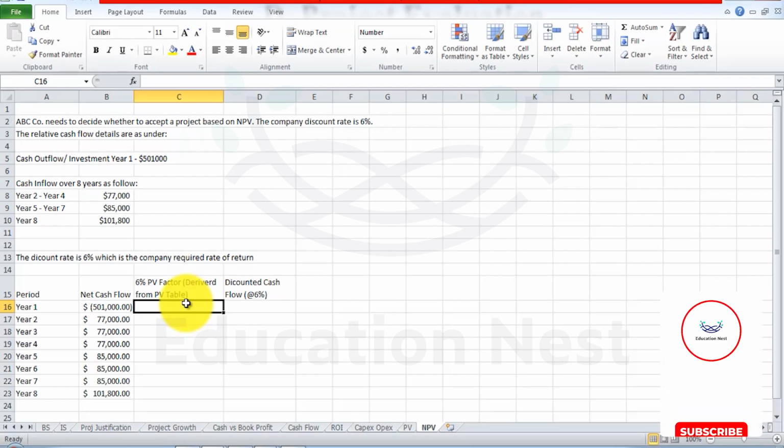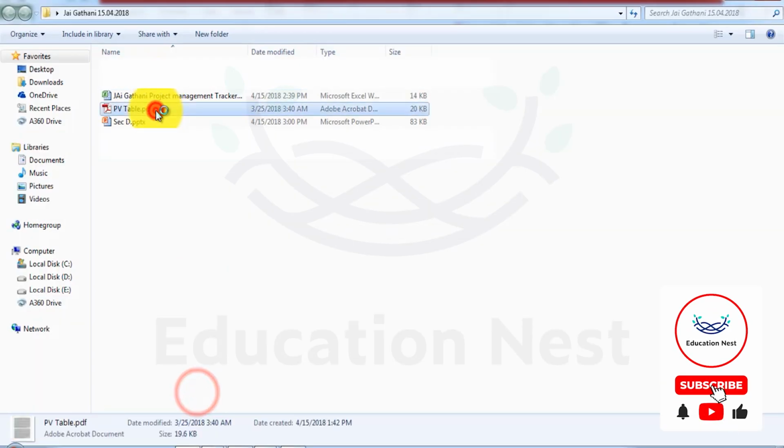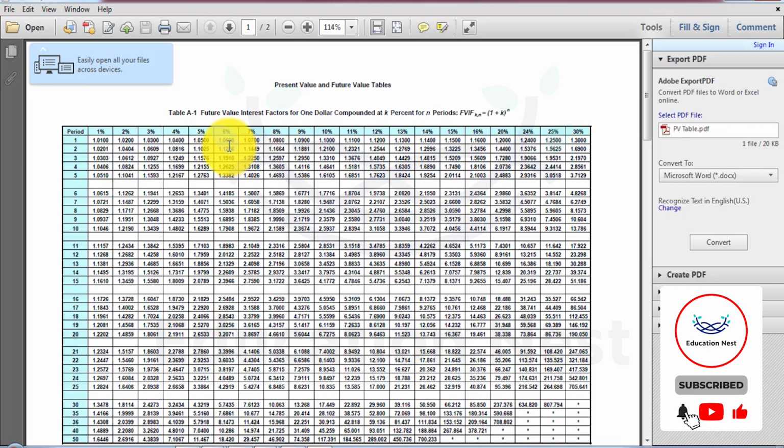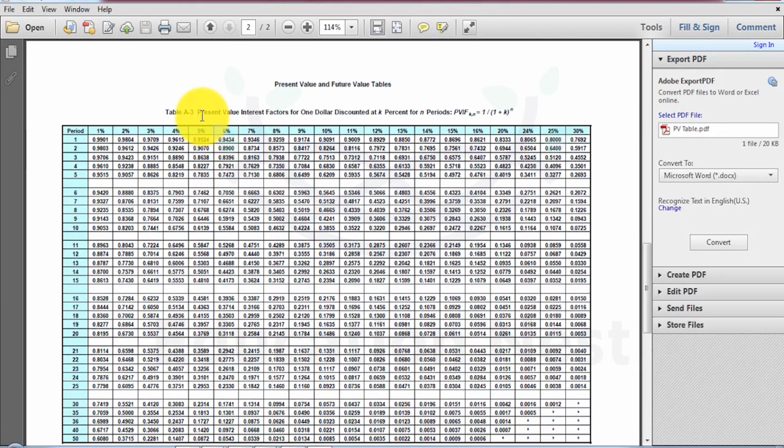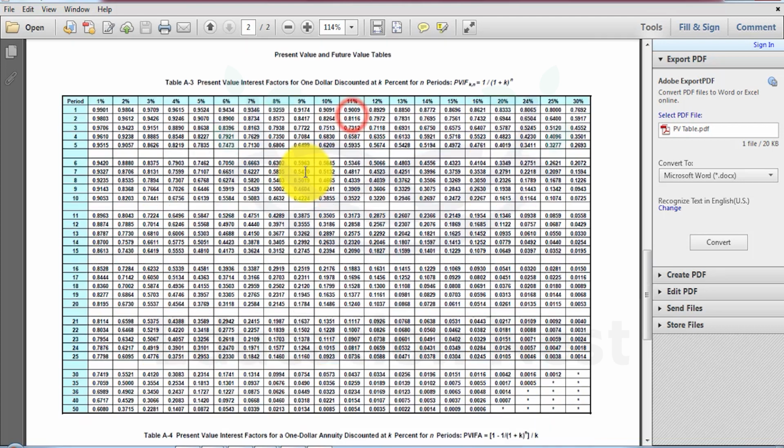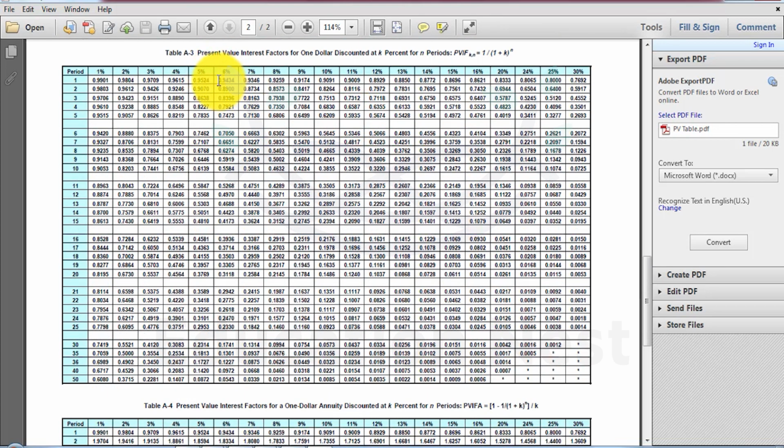Now we'll pick up these values from the present value table. So you have the present value table over here. Here we have the future value. We're going to look for the present value computations. And here we have the present value interest factors for $1 discounted at k% for n periods. Okay, 6% over here we have it.